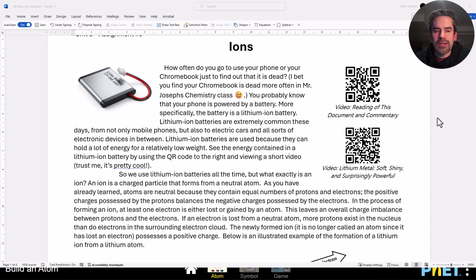See the energy contained in a lithium-ion battery by using the QR code to the right and viewing a short video. Trust me, this video is pretty cool, so you want to go watch it real quick. It's only 1 minute long.